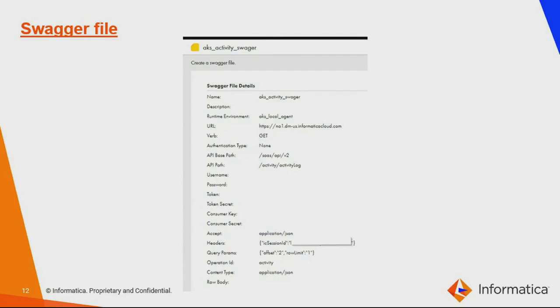You also specify the authentication type, and based on the authentication type that you are selecting, the other details such as username, password, token secret, consumer key, consumer secret, all these details are to be filled in. You also have the option to choose the accept, header, query parameter, operation ID, content type, and raw body. When you are creating the Swagger file, you also have an option to upload the response JSON file.